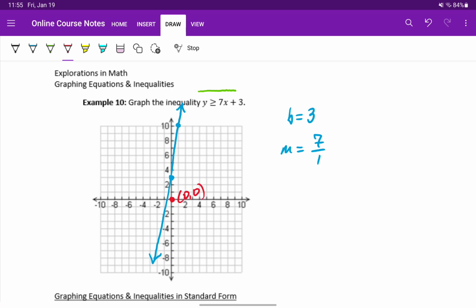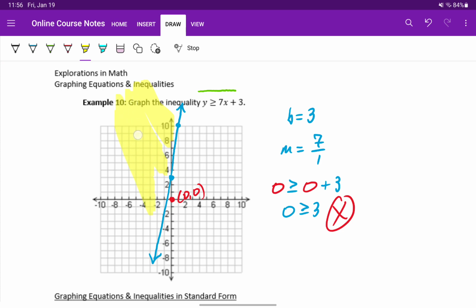(0, 0) isn't on our line, so we can use that as our test point, which would give us 0 is greater than or equal to 0 plus 3, or 0 is greater than or equal to 3, which is clearly false. That tells us that any other point on the same side of the line as (0, 0) would also not be a solution, and that every point on the other side of the line would be a solution.